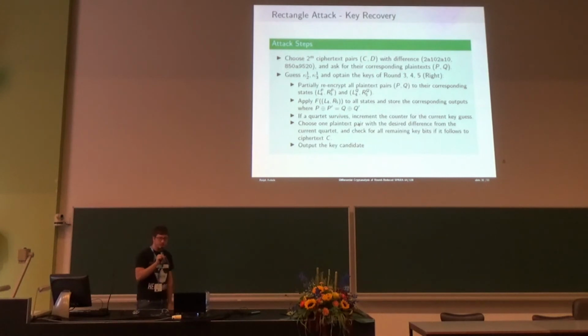We partially re-encrypt our plaintext pairs to round 4 and round 5 here. We apply again the linear function by Laurent here, and just check which ones are colliding, and then we increment the key counter for the correct key guess. To get the remaining keys, we just encrypt the most probable plaintext pair and go all the way to the ciphertext. And in the end we can output the key candidate.